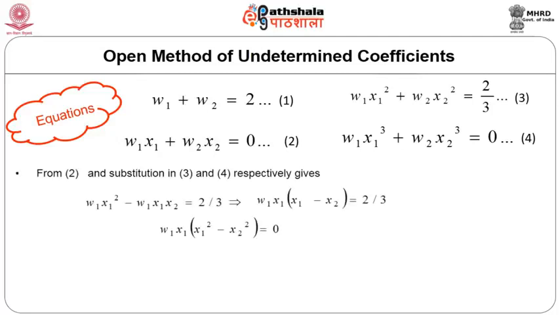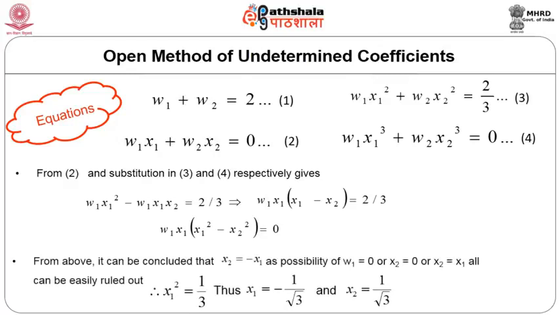Let us solve these simple 4 equations. The second one gives us W2 x2 is minus W1 x1, and substituting this in the last equation, we get W1 x1 into (x1 square minus x2 square) is 0. W1 x1 is common. It can be concluded that W1 and x1 will not be 0, those possibilities are ruled out. Neither W1 can be 0, nor x1 can be 0, and nor x1 can be the same as x2. All this can be ruled out, details can be seen in the text, and so finally we get x1 square equal to x2 square, both being different, we get x2 is equal to minus x1.